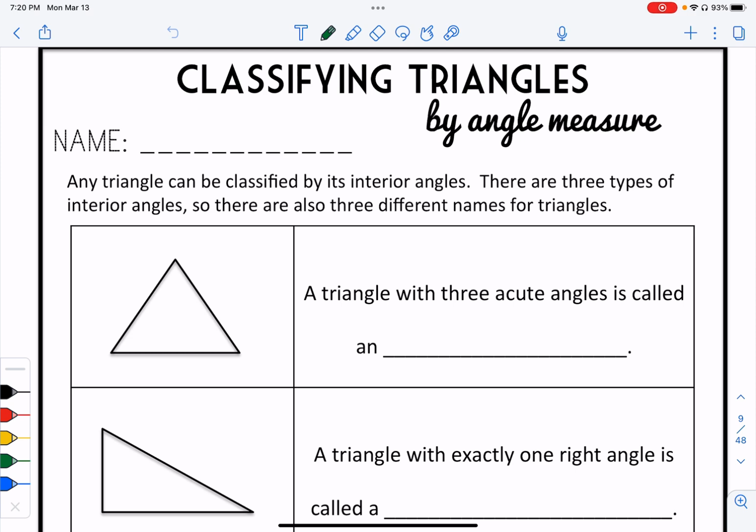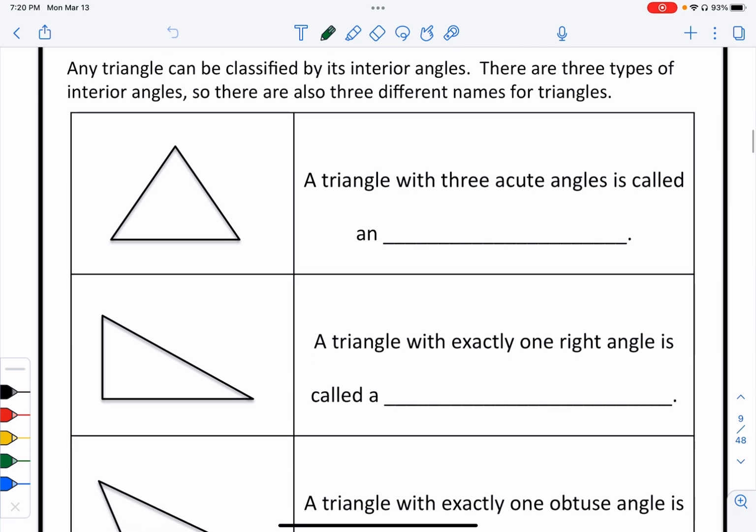Okay, so any triangle can be classified by its interior angles. Interior means its inner angles, so the ones inside the actual shape. There are three types of interior angles. So there are going to be three different names for the triangles when we name them by its angles.